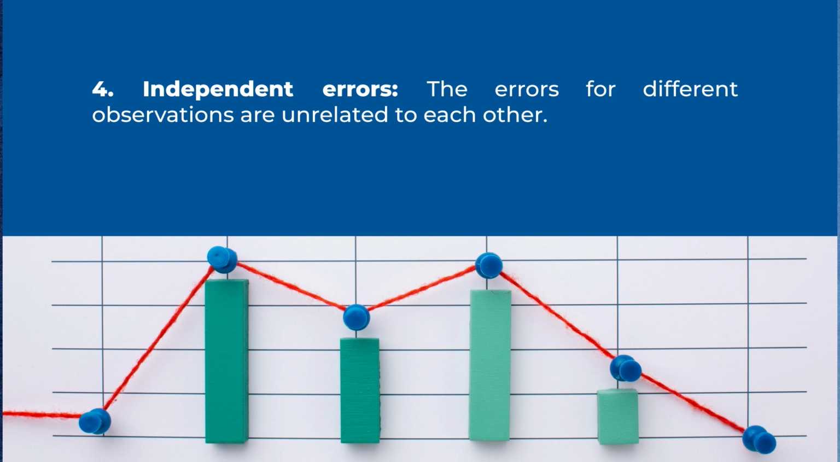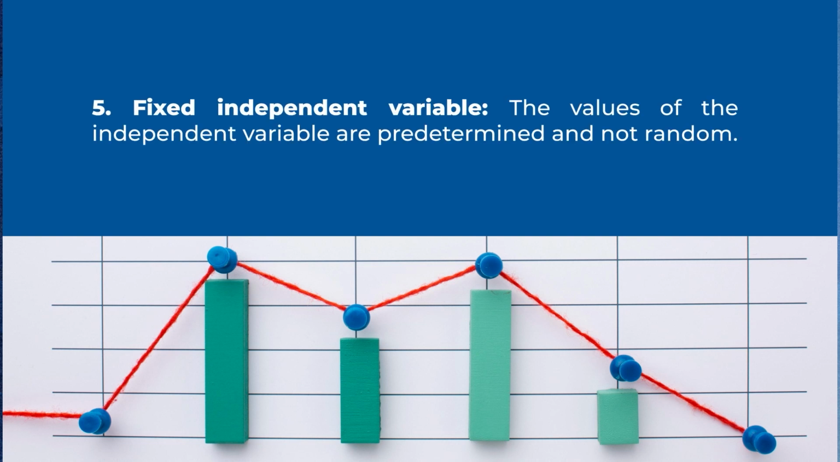Then the next assumption is independent errors. The errors for different observations are assumed to be unrelated to each other. This means that the error associated with one observation does not influence the error of another, implying that the data points are not correlated. The next assumption can be fixed independent variable.